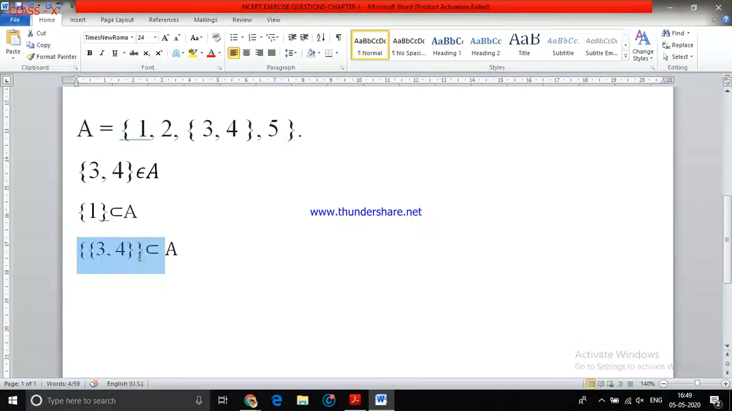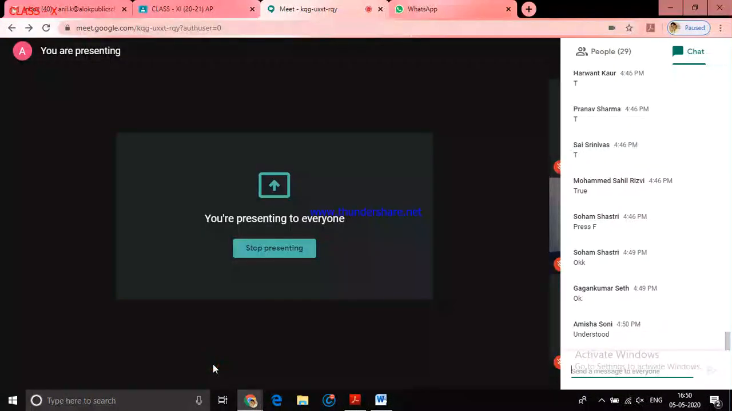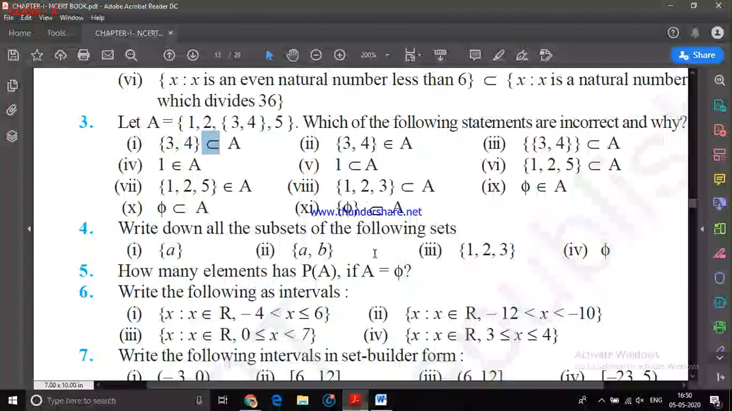Look at what I have done here. The first 3, 4 is an element of A. If I want to say subset, then again it has to be kept in another curly bracket. That's why I have to use the double curly brackets to mention it is a subset of A. Hope it is clear for all of you. Yes, understood. Good. Now I think you can decide here.